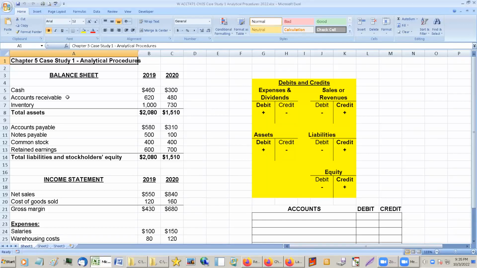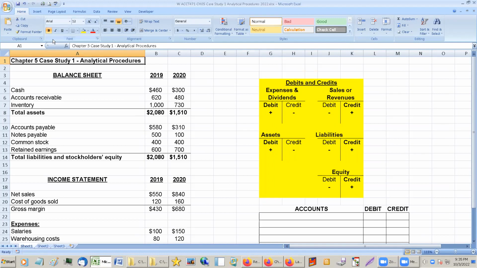Chapter 5, Case Study 1, Analytical Procedures. And this is when you're confronted with a financial statement that just doesn't look right, and where do you start going through it? Analytical procedures are just the procedures to kind of indicate where you might have a problem.